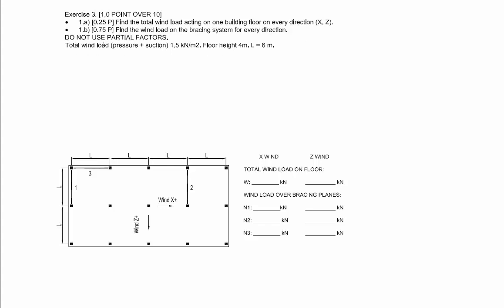So we have a total wind of 1.5 kilonewtons per square meter, and the floor height is 4, and the L is 6. Actually, I'm going to change the L from 6 to 7 just to get slightly different numbers, because I think it's dangerous when you remember the numbers and think you're on the right path. Even though it makes only a very slight difference, it's just to double check and change the numbers.